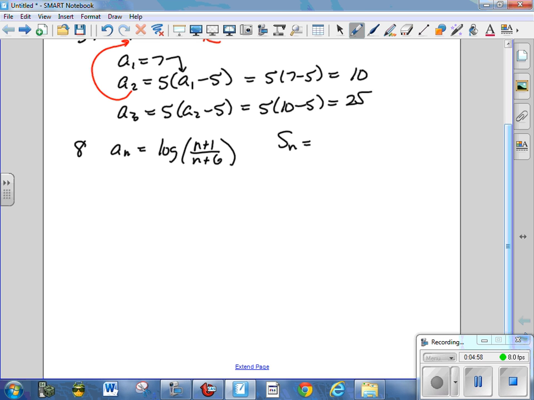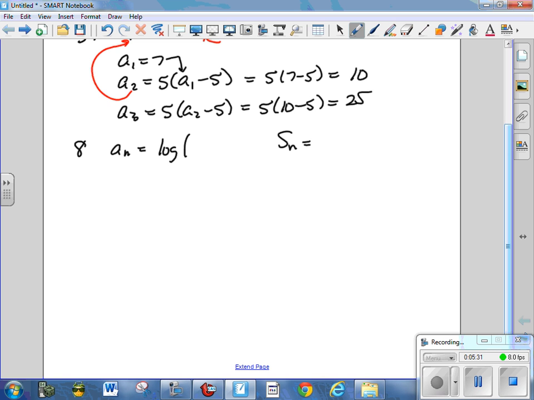If you write down a few terms, I would say try it first. You might want to turn off your video and try it, but if you can't get it, I'll get you started a little bit. So you can turn it back on. A sub 1 means I put 1 in for n, so that would be log of 2 over 7. A sub 2 would be log of, oh, I'm sorry, that's wrong. I wrote the problem down wrong. Let me start over here.